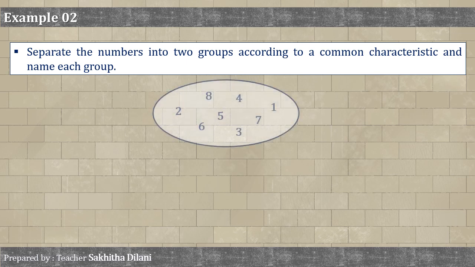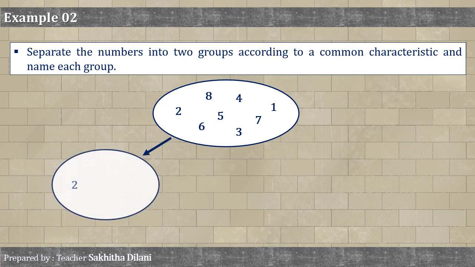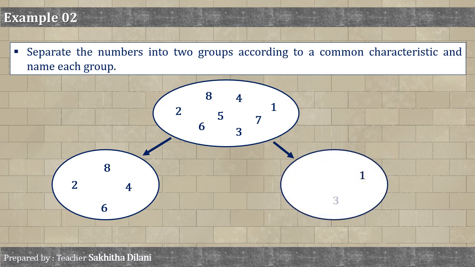This diagram shows a collection of numbers. Can you tell me which type of numbers these are? We can separate them into 2 groups as, for one group, 2, 4, 6 and 8. For the other group, 1, 3, 5, 7. Can you tell me what these numbers are? In the first group, we call them iratta sankhya. In English, we say even numbers.